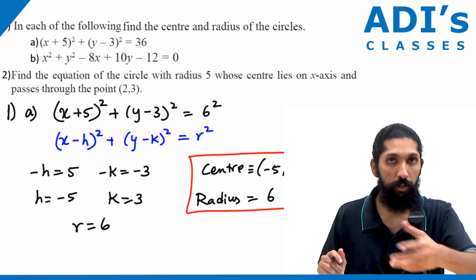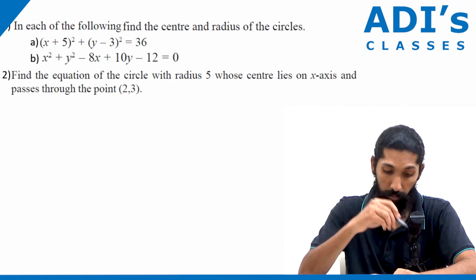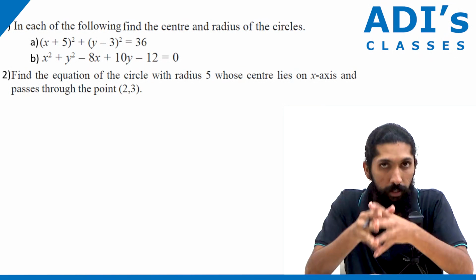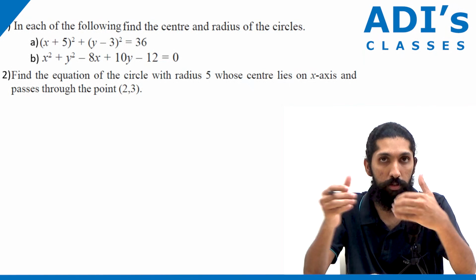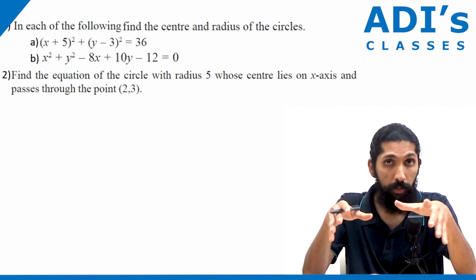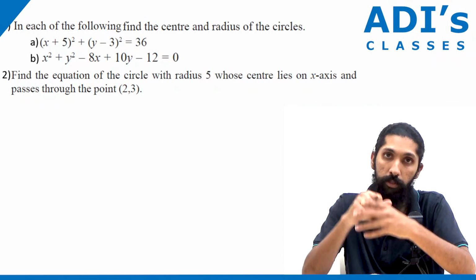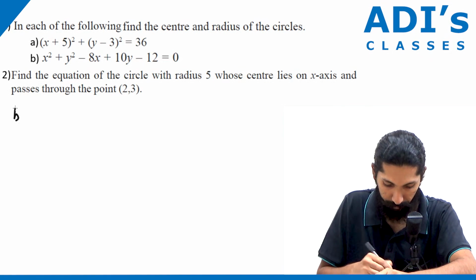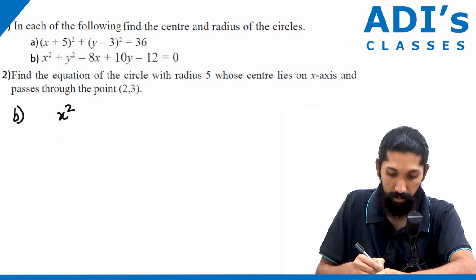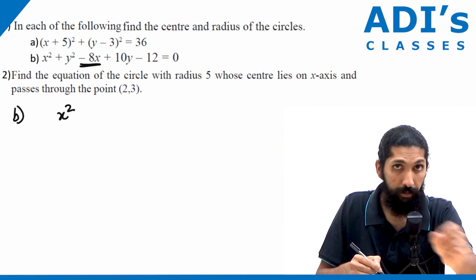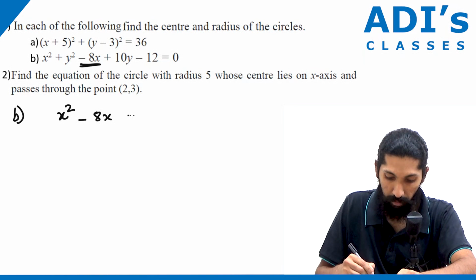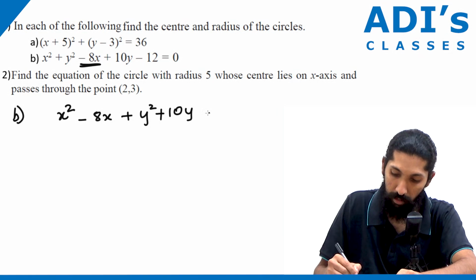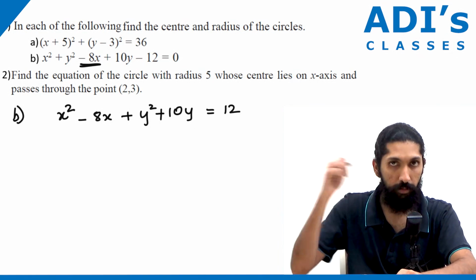Now let's do the next question, very similar to this one. The second one, you have x square plus y square minus 8x plus 10y minus 12 is 0. Now this is not given in terms of (x minus h) whole square and (y minus k) whole square, correct? So what we'll do is convert this into that particular form. Here, x square minus 8x plus y square plus 10y is equal to 12. Transfer the 12 to the other side.